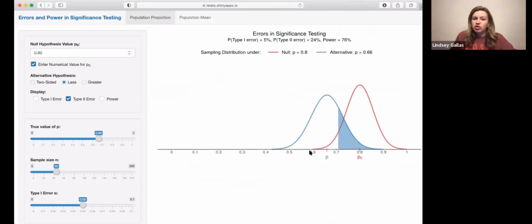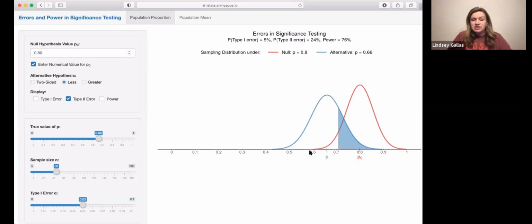What the applet is showing me here is these two different normal curves. The normal curve in red is if the null hypothesis were true, so if I really were an 80% free throw shooter. When we are conducting this test, we start by assuming the null, which means we are assuming this red normal distribution is the truth.